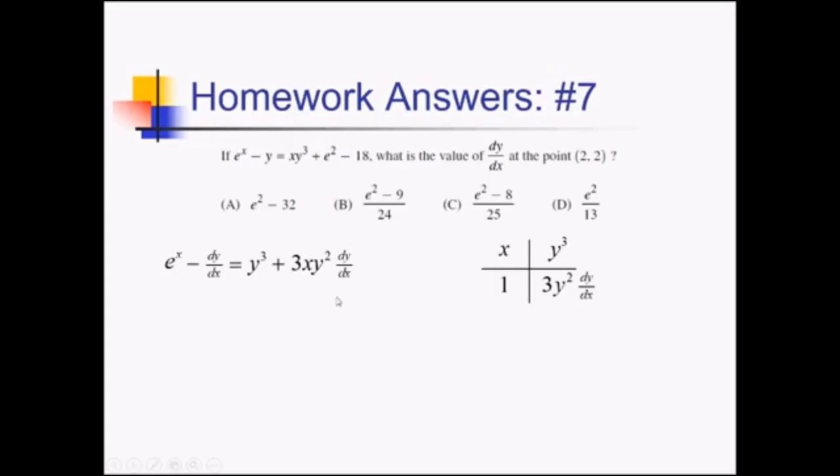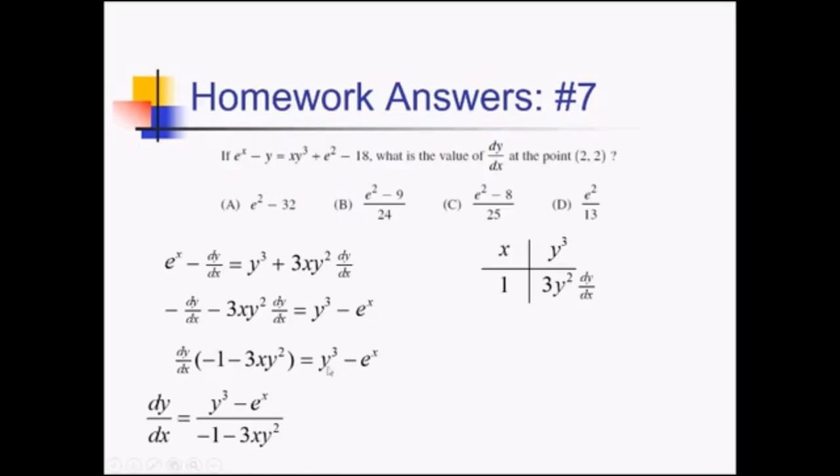All right, so at this point, we're going to go back and put all the dy dx's together. So I've got this negative dy over dx that can stay on the left side. And I'm going to subtract this 3xy squared dy over dx to get it over to the left side. On the right side, we have the y cubed that was already there, and we're going to subtract this e to the x to get it over there as well. Now on the left side, I can factor out a dy over dx. That'll leave me with negative 1 minus 3xy squared inside that parentheses. And then I'll just divide by negative 1 minus 3xy squared to get dy over dx by itself.